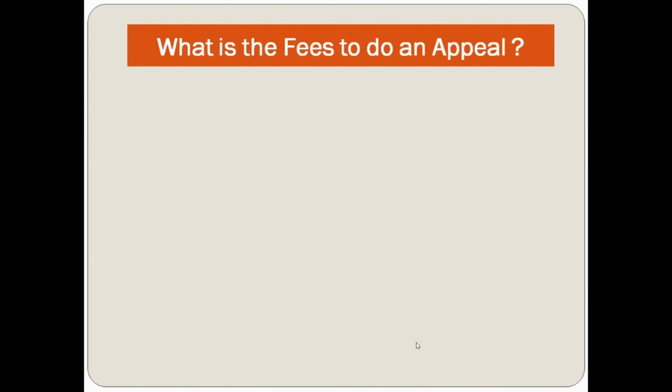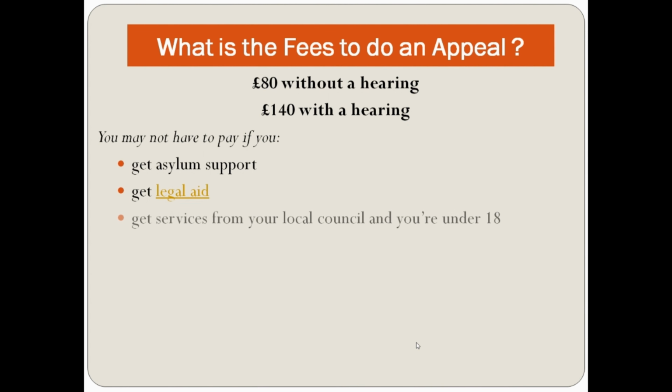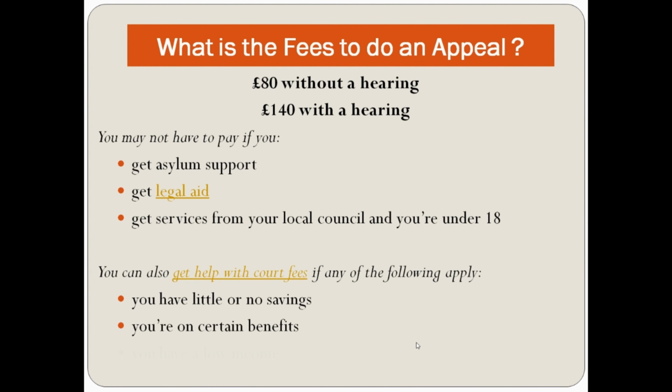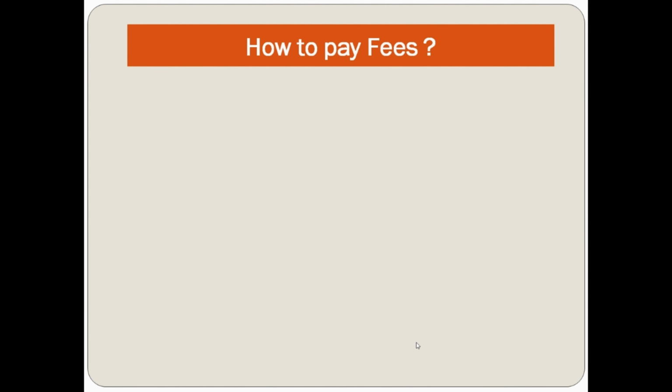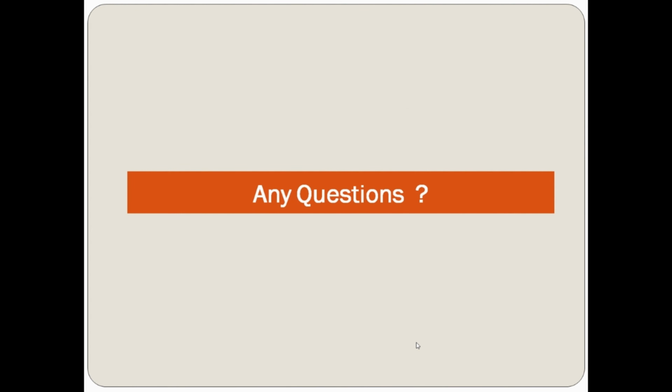What is the fee to do an appeal? It's £80 without a hearing, and £140 with a hearing. You may not have to pay if you get asylum support, get legal aid, get services from your local council, or if you are under 18. You can also get help towards the fees if you have no savings, are on certain benefits, or are on a low income. How to pay fees for this appeal? You can pay fees with a credit card online and submit all the details.